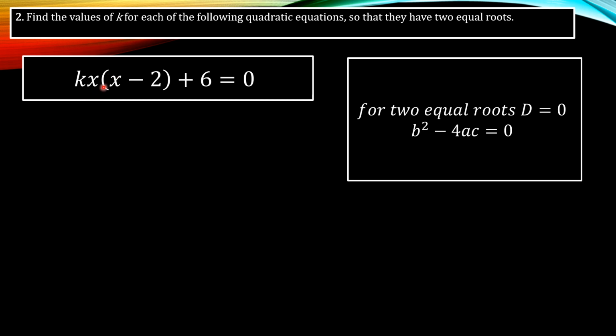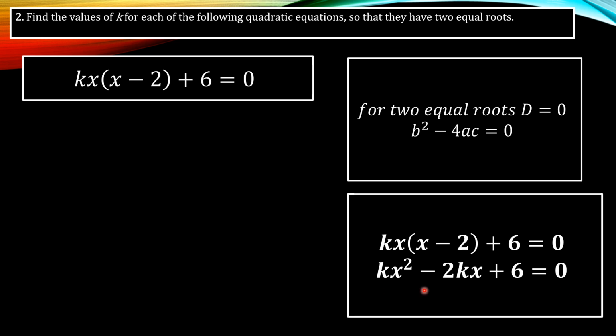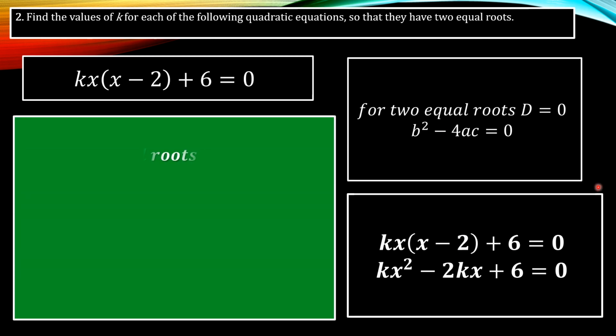The equation is kx into x minus 2 plus 6 is equal to 0. First, we'll simplify it to get the quadratic equation in standard form. On simplifying, we get kx square minus 2kx plus 6 is equal to 0, right? So here a is k, b is minus 2k, and c is 6. We'll replace this a, b, c in the discriminant to get the value of k.